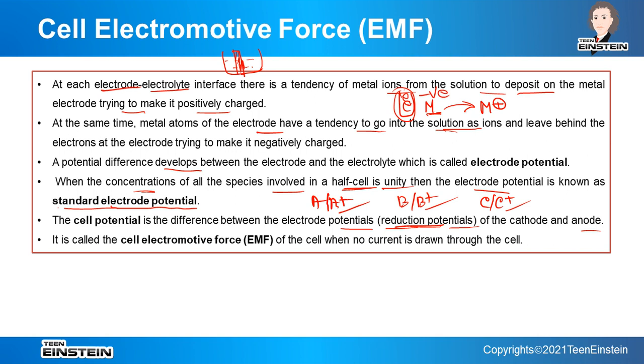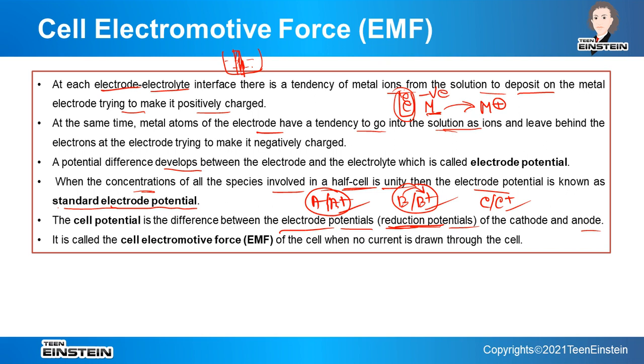Fine. So cell potential will be the difference between the electrode potentials, written in brackets as reduction potential. Here we have not mentioned anything, so you have to understand it as reduction potential. Suppose in the cathode there is an A plus system present. That means in the cathode A plus is reduced to A, and in the anode suppose B is oxidized to B plus.